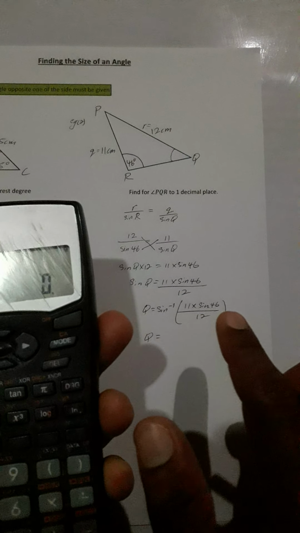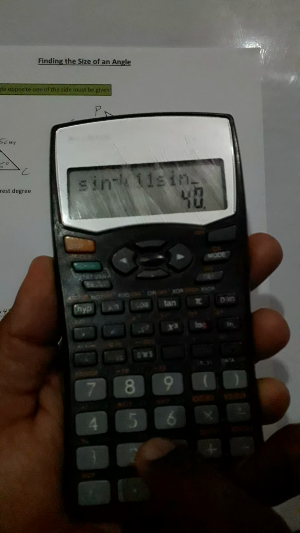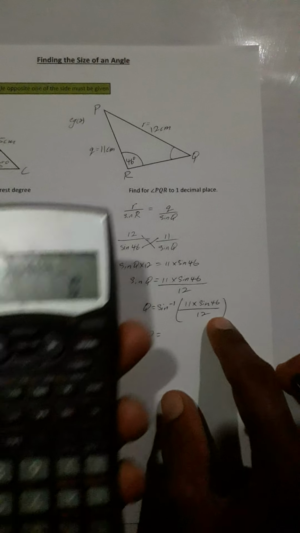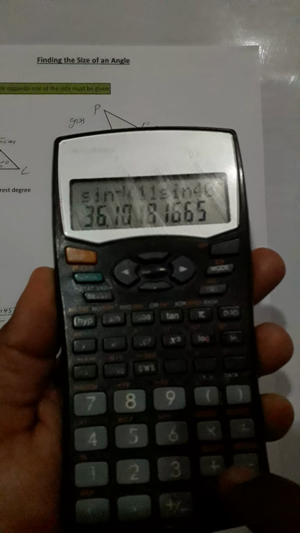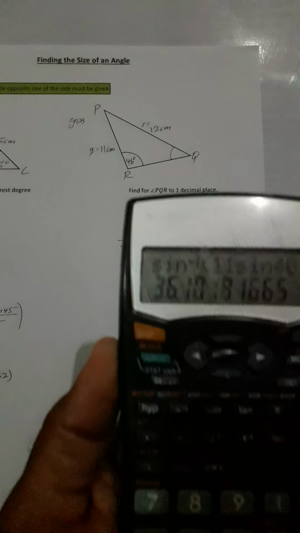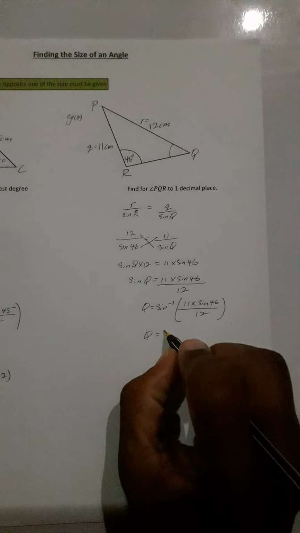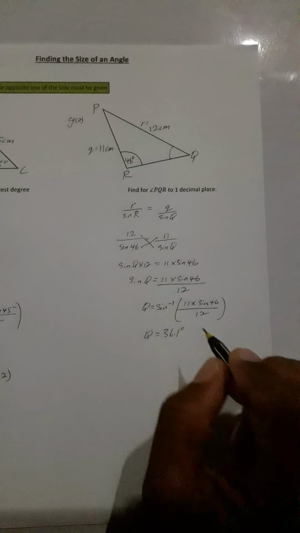11 times sine 46. If you like, you can eliminate the multiplication sign. 11 sine 46, because 11 sine 46 means 11 times sine 46. So you don't need to put the multiplication sign, but if you do, no problem. Divided by 12, and then close our bracket. What do we have? 36.1 degrees if we round off to one decimal place. So our answer will be 36.1 degrees.